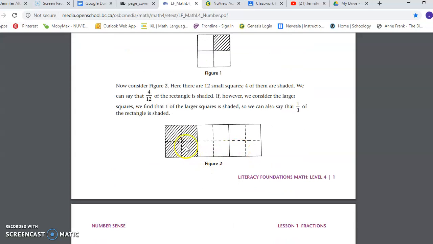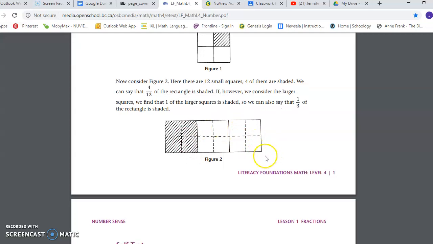Okay, so now we have how many here? We have 1, 2, 3, 4, 5, 6, 7, 8, 9, 10, 11, 12. So 12 would be our bottom number right here. How many are shaded? 1, 2, 3, 4. So 4 would be your top number. I'm not going to worry about reducing fractions right now, so please do not worry about this part right here. Let's just get the basics down first.